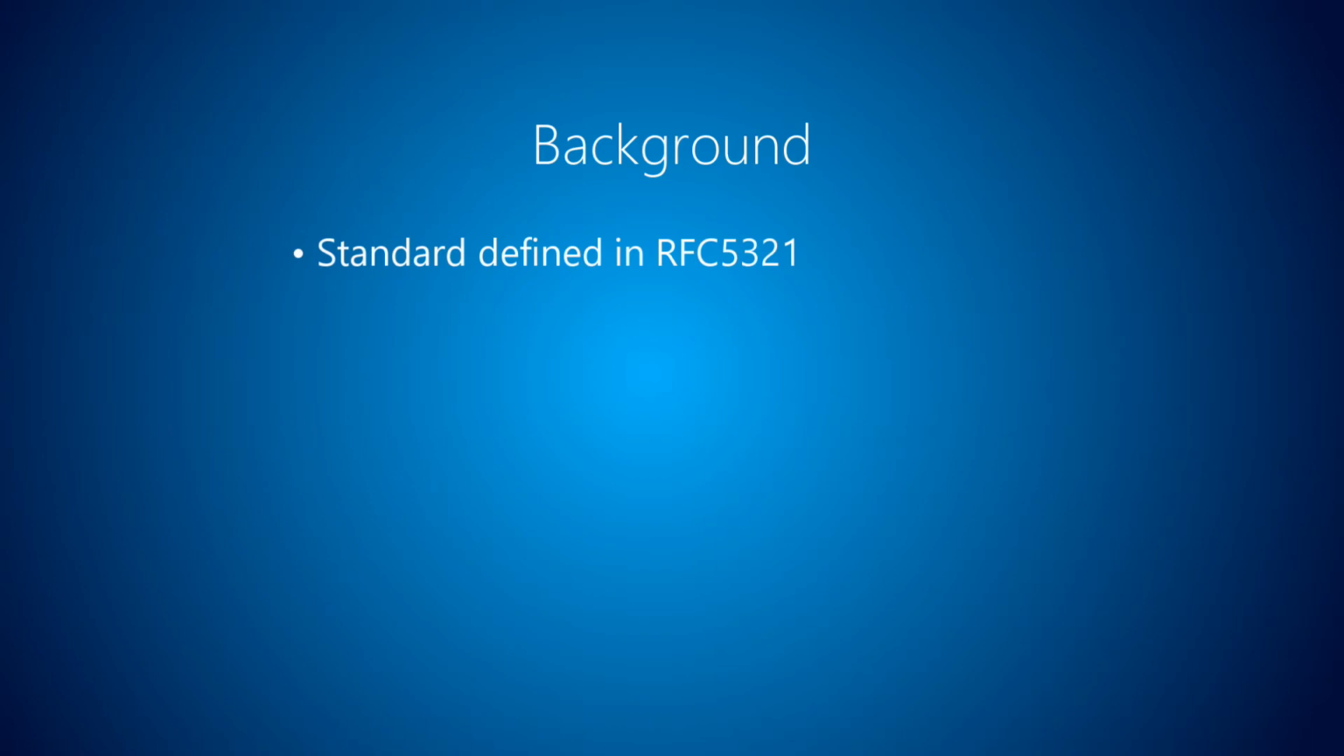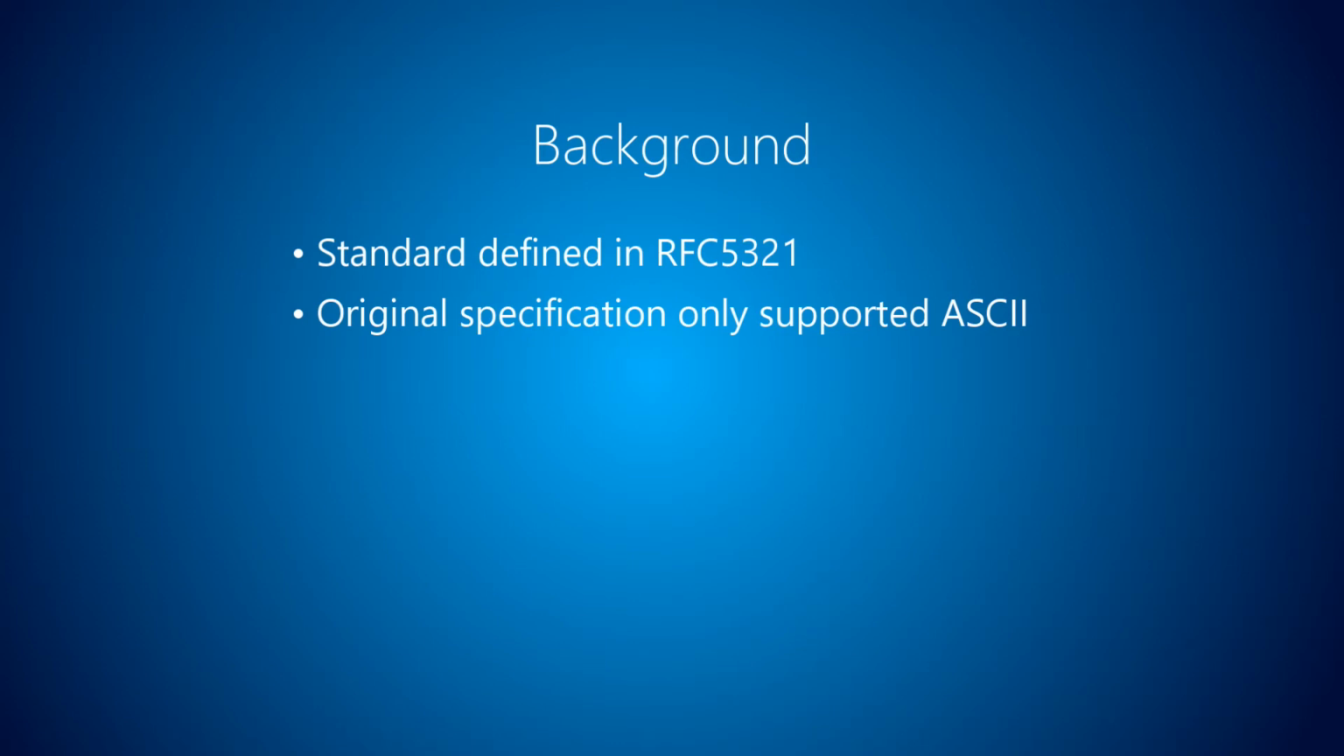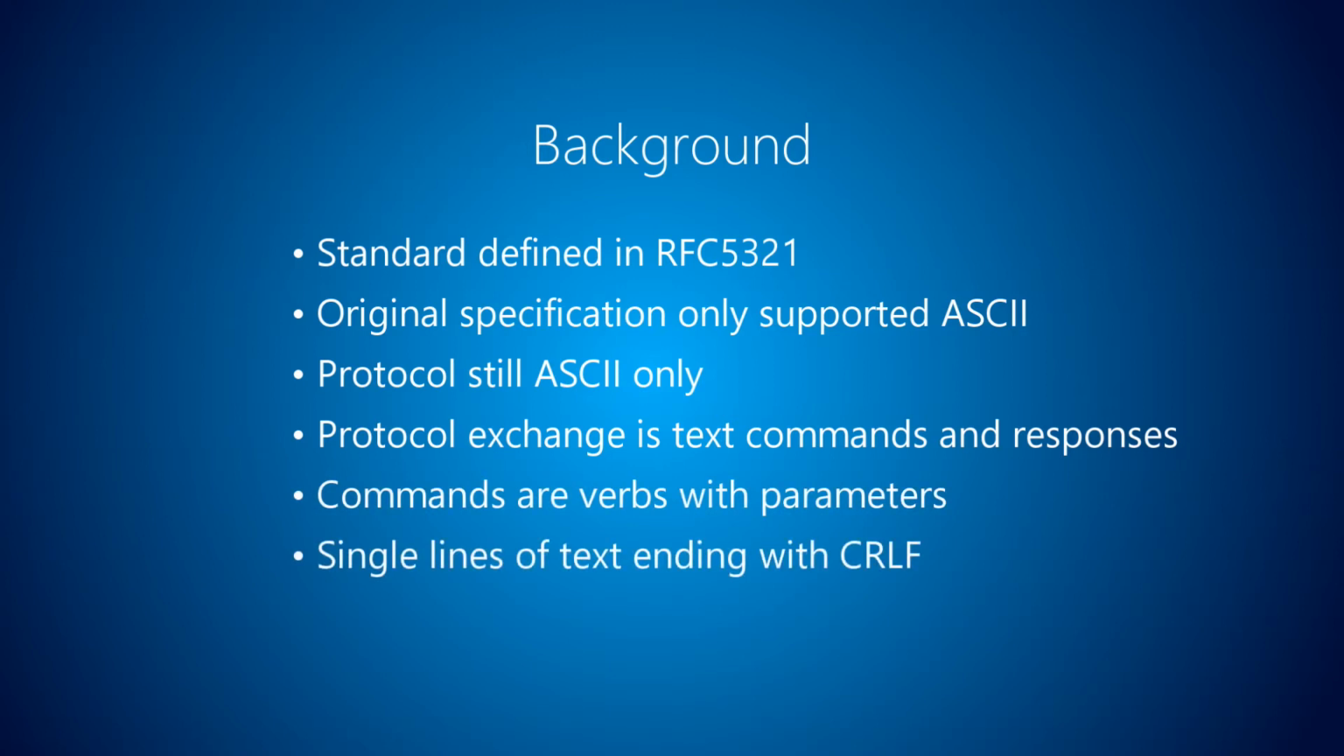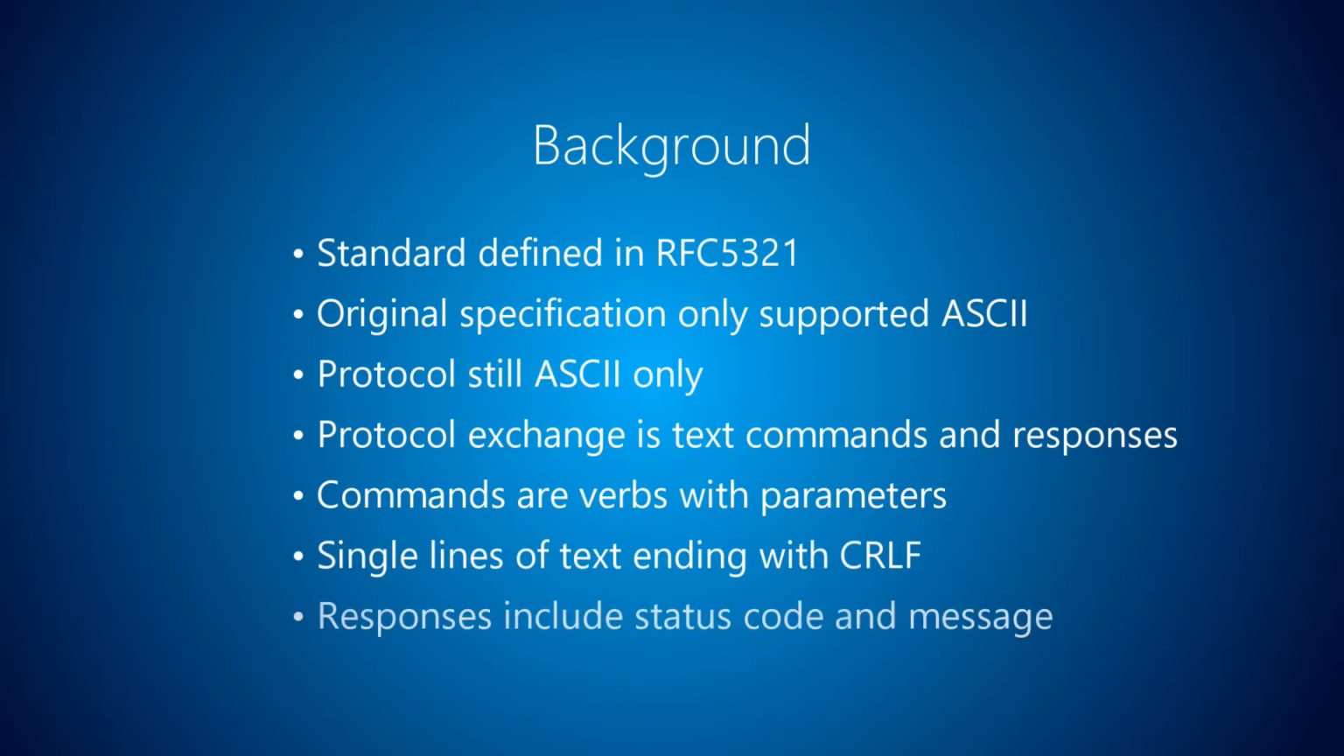SMTP is defined in Internet Standard RFC 5321 and was originally created as a line-oriented ASCII text protocol. Even though SMTP has been extended to support non-ASCII data, it still requires 7-bit ASCII characters for most of the protocol. In SMTP, the protocol exchange is implemented as a sequence of commands and responses that make up the submission of a message to an MTA. Each command has a verb followed by 0 or more parameters. Commands are sent on a single line terminated by the carriage return and line feed characters, also known as CRLF. Responses consist of a status code followed by additional information and a human-readable reason for the response.